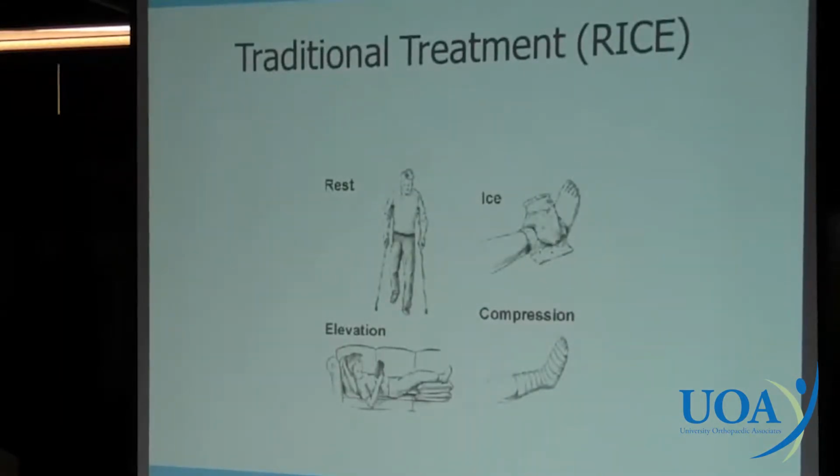So the traditional treatment for someone who injures their ankle on the lateral side with their ligaments is RICE, right? Rest, ice, elevation, and compression. And some people put P in front of that for PRICE, for prescription medication, some type of anti-inflammatory.